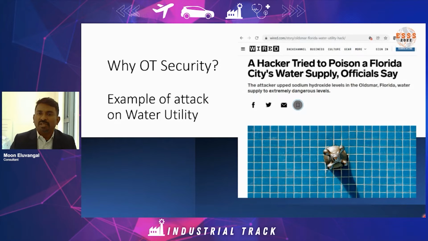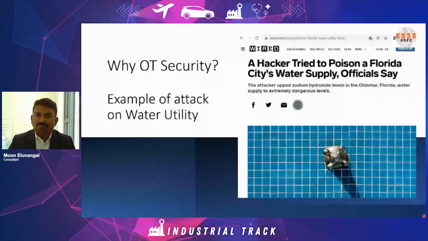So that triggered it, and post 2010 all the people started looking at it with great importance. I could even read a few days back that it is one of the topics at the World Economic Forum that is going to happen in June. There is a keynote on this topic of OT security.